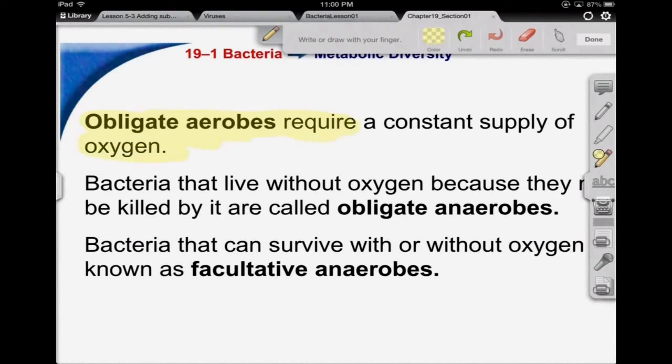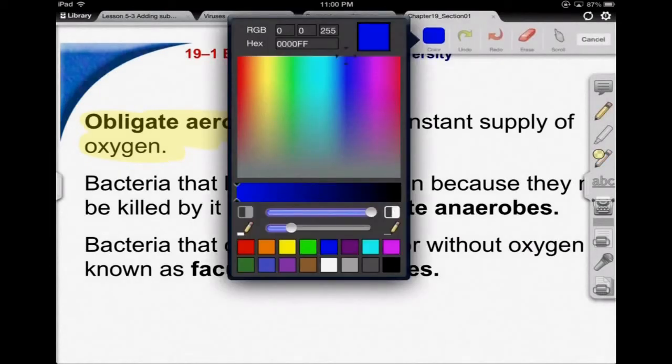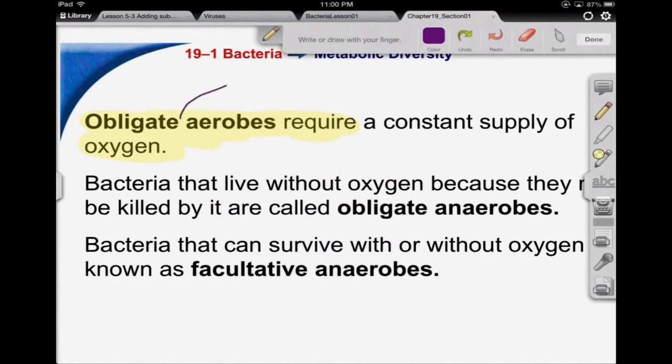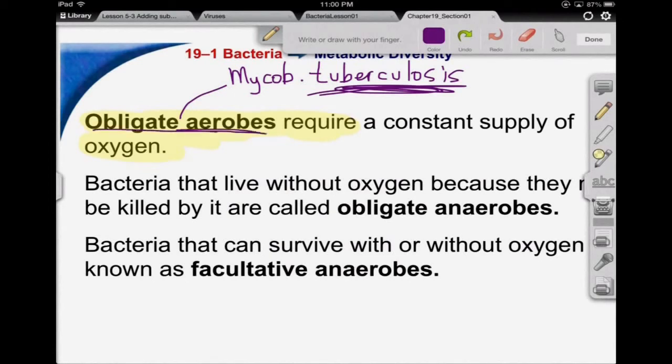A classic example of this one, not a very nice critter to talk about, let's change colors, I want to go purple, is Mycobacterium tuberculosis. Tuberculosis targets the cells of the lungs, and it's a very horrible infection. These are obligate aerobes. They love and demand to be in the presence of oxygen to survive. They need it. Their metabolic processes just won't function without it.